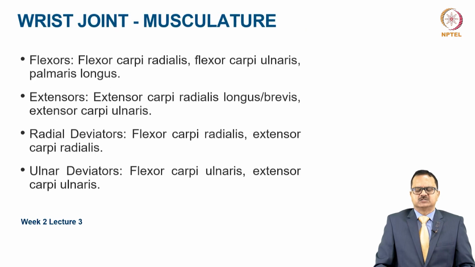The muscles around the wrist joint: the flexors are the flexor carpi radialis, flexor carpi ulnaris and the palmaris longus. The extensors are the extensor carpi radialis longus, extensor carpi radialis brevis and the extensor carpi ulnaris. The radial deviators are flexor carpi radialis, extensor carpi radialis, and the ulnar deviators are the flexor carpi ulnaris and the extensor carpi ulnaris.